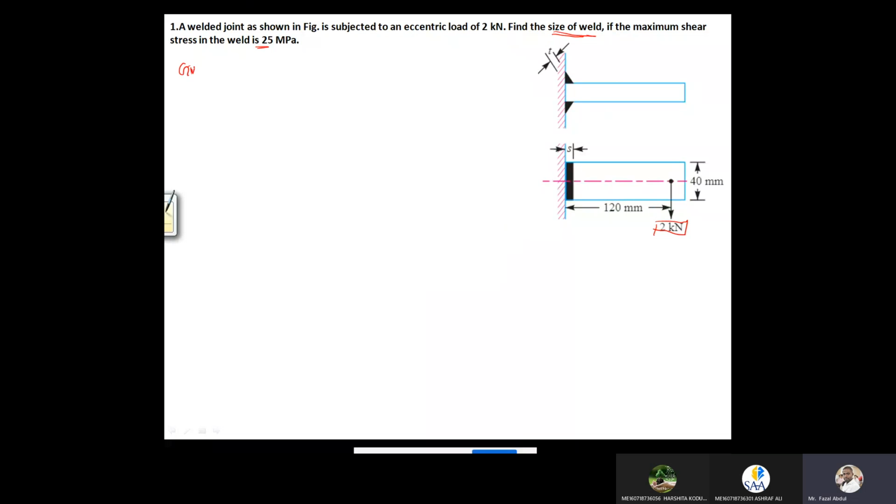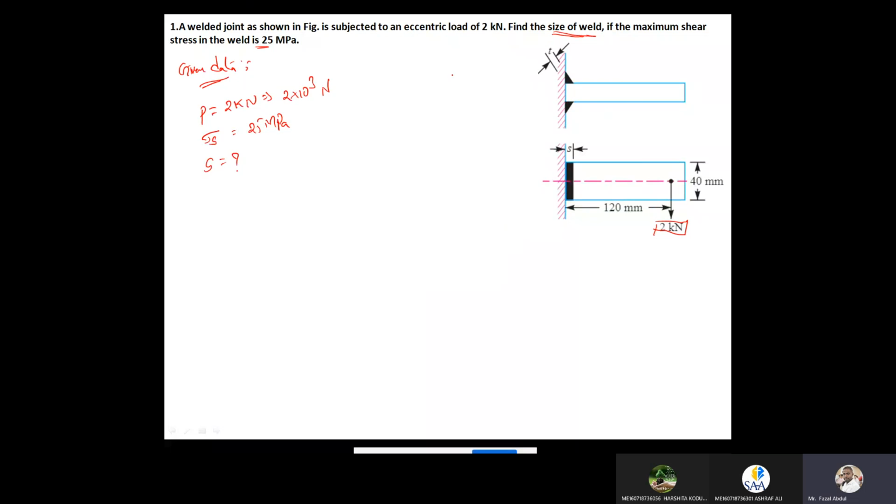So, the given data: load is 2 kilonewtons, that is 2 into 10 to the power of 3, and maximum shear stress is 25 megapascal. What is being asked here? The size of the weld, how much? Okay, so this is a problem in eccentric loading condition.